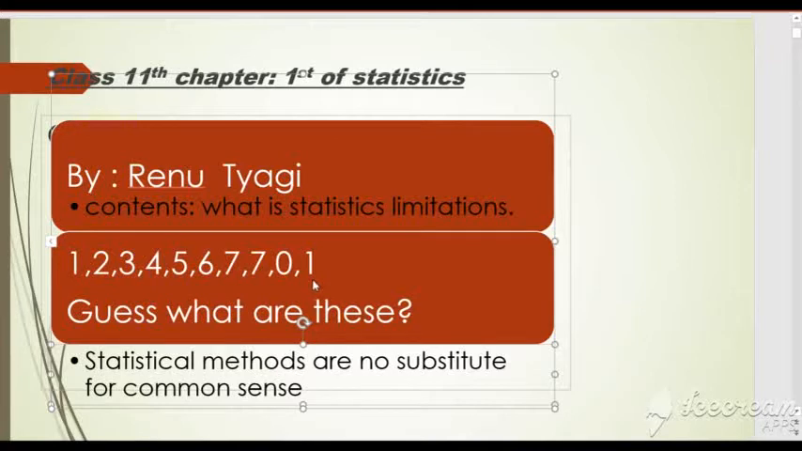I think you guessed, and I can imagine that some of you might guess these numbers as it might be a date, it might be a marks, it might be a house number, it might be a roll number, right?